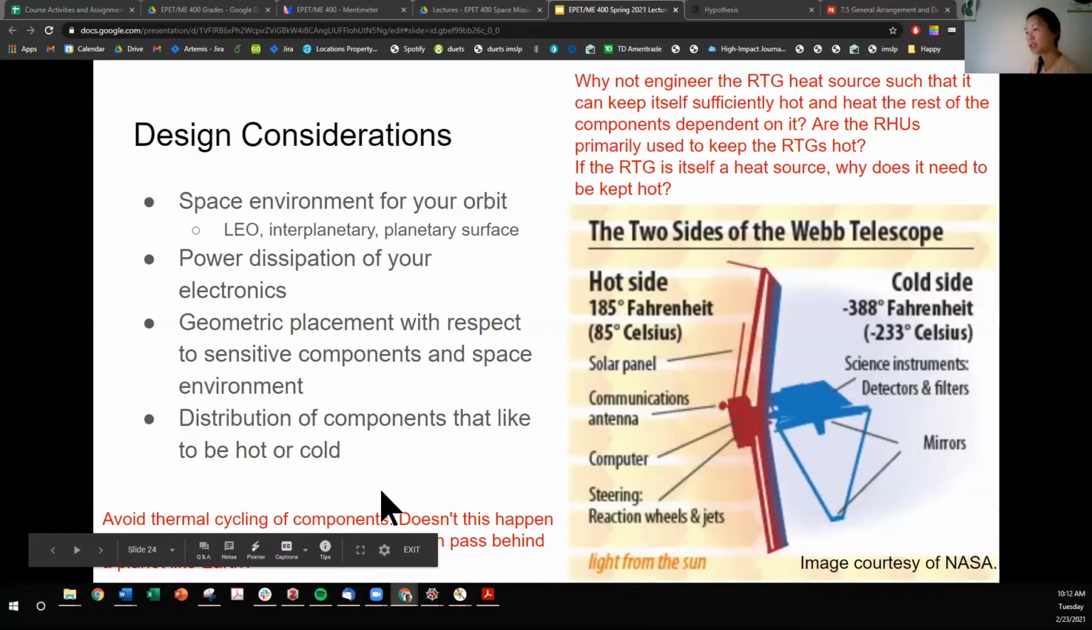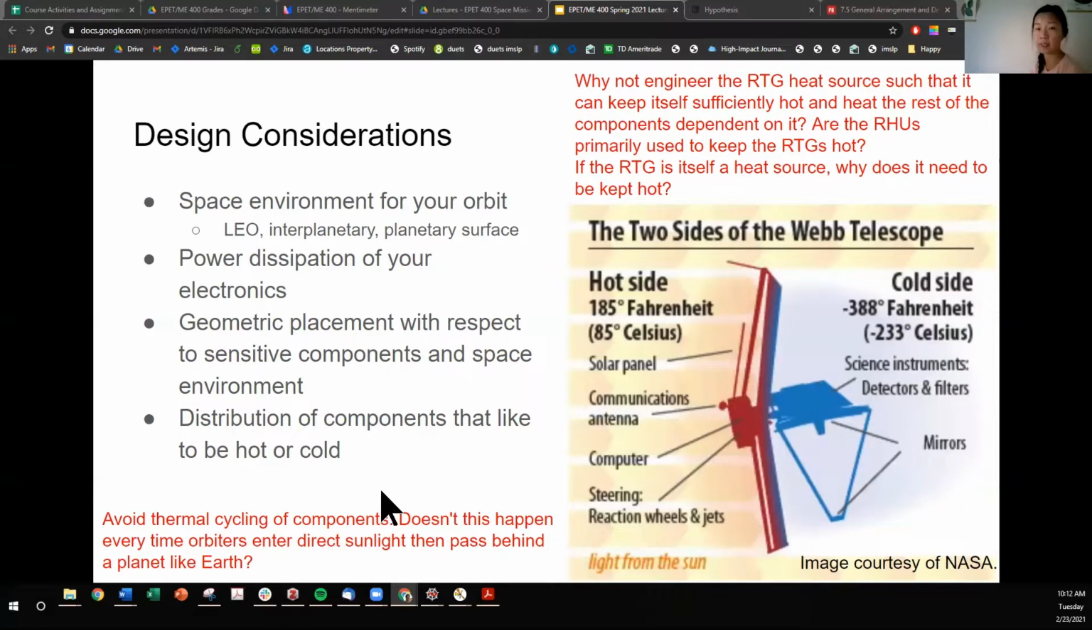And then there was a question about thermal cycling. Doesn't this happen every time orbiters enter direct sunlight, then pass behind a planet like Earth? Yes, this is true. Thermal cycling absolutely does happen every time a satellite transitions from sunlight to eclipse. Not all components are affected equally, though. Some components in the center of the spacecraft are more insulated from thermal cycling, whereas the outside is most affected. You can think of solar panels and antennas as being some of the more affected components.